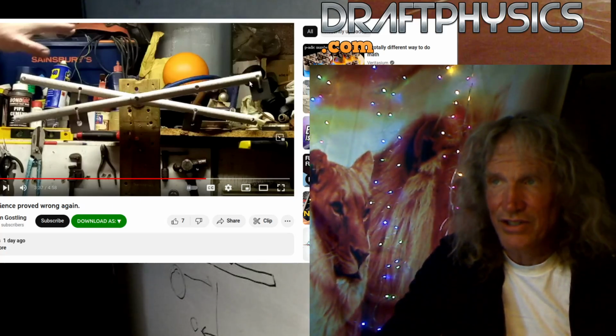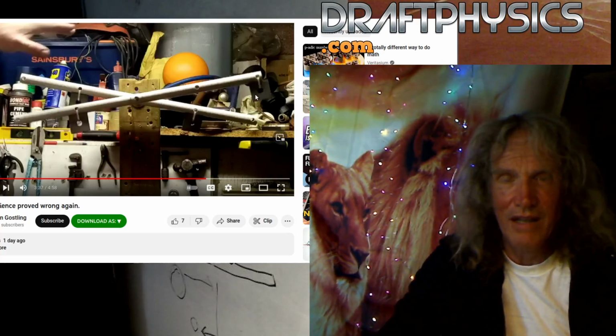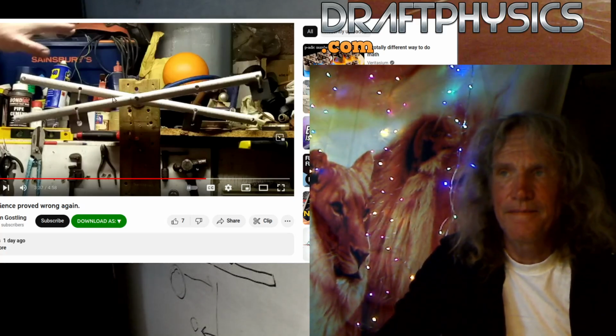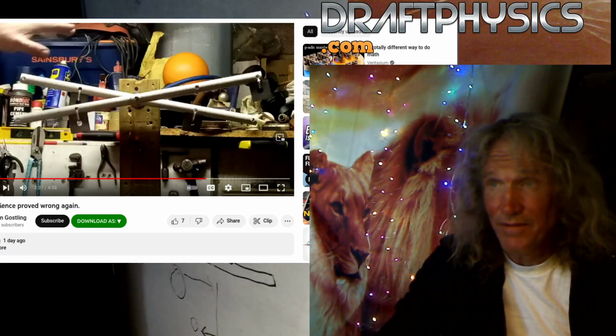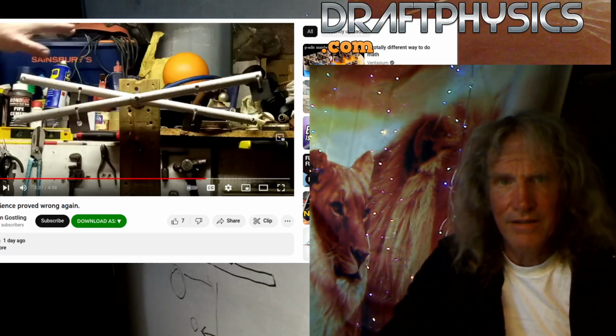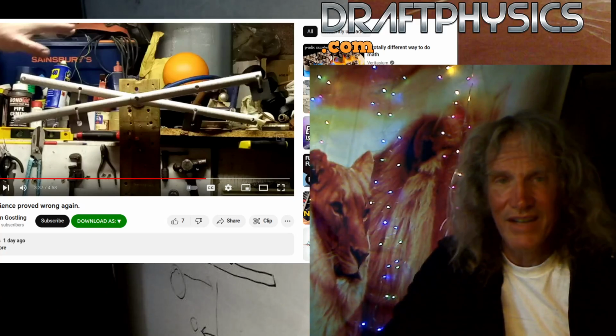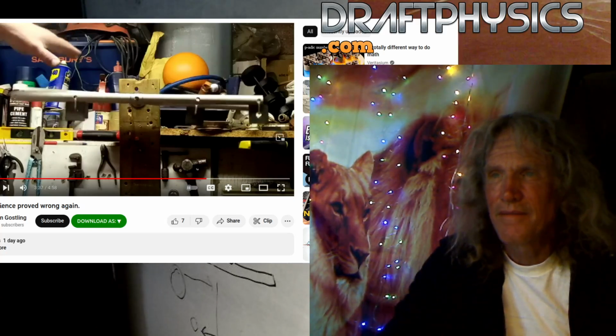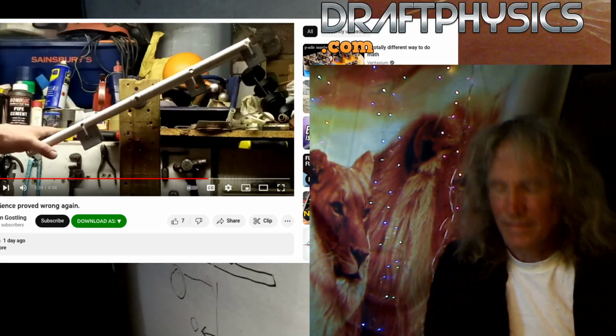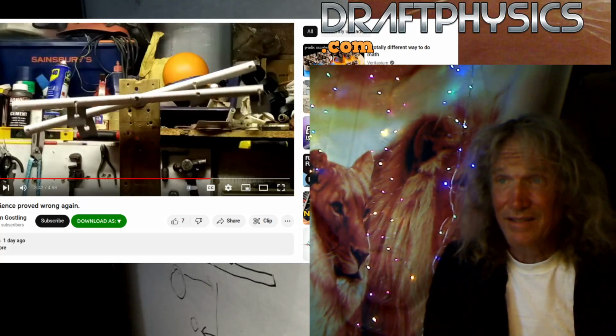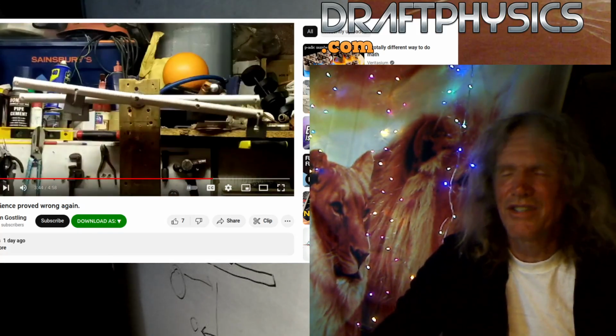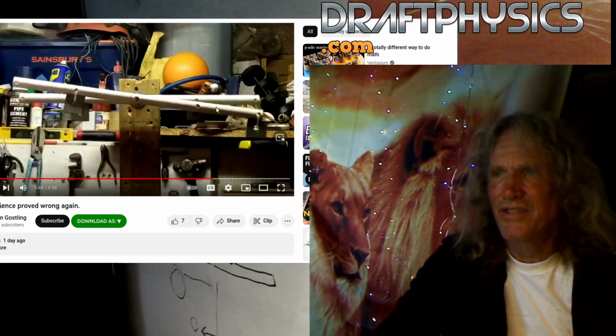We have less energy in the object that's supposed to have more velocity, and it doesn't. There's less energy in this lever. How does that prove conservation of anything? Slower, as predicted by science. So there's no prediction. No, this is all a lie. There's no science that predicts it.